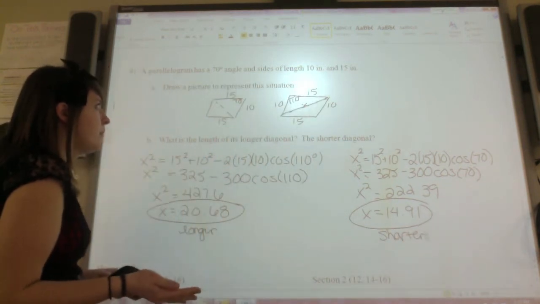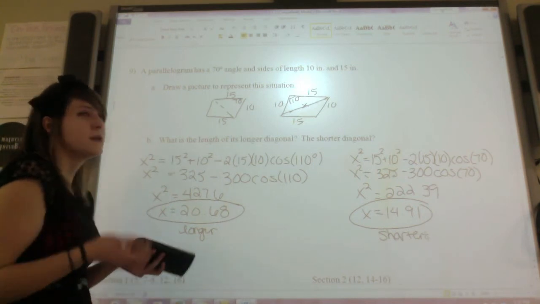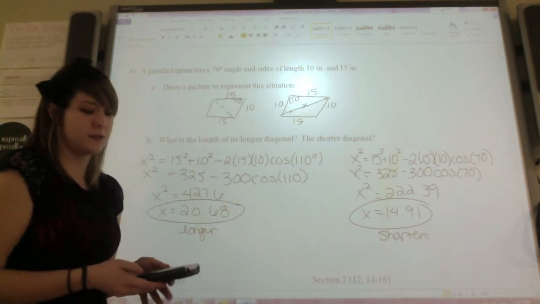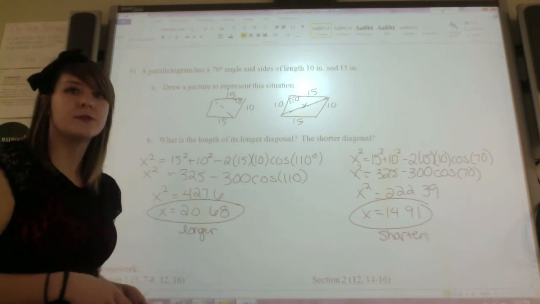Alright, so I found the longer diagonal and the shorter diagonal, and I was able to do it all just using the law of cosines. That is everything for sections 1 and 2.